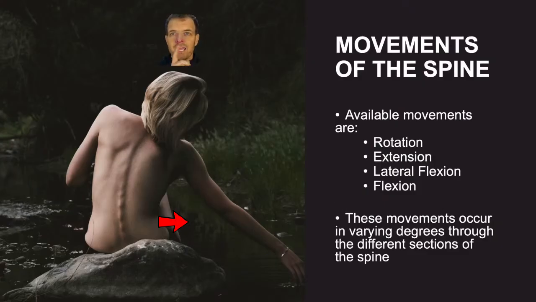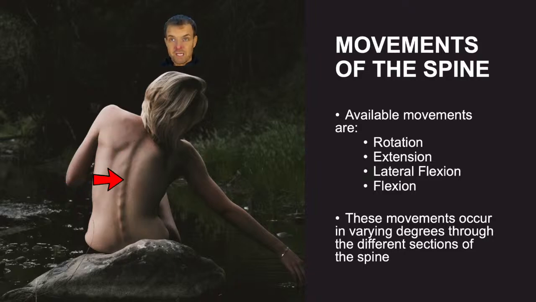So in the thoracic spine, this region here, the available movements are rotation, so we can rotate around. We can extend, so we can arch our back. We can side bend, so we can laterally flex, and we can bend forward, which is flexion. These movements occur in varying degrees throughout the different sections of the spine, but in the lumbars, you can't really laterally flex and you can't really rotate. But flexion and extension, no problem at all.